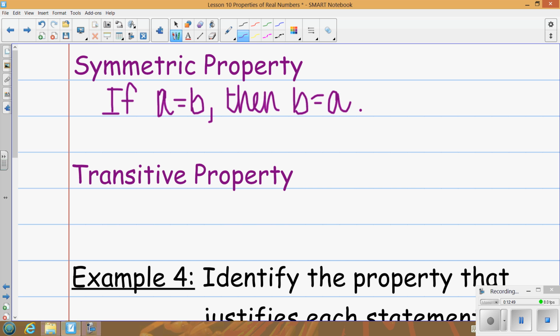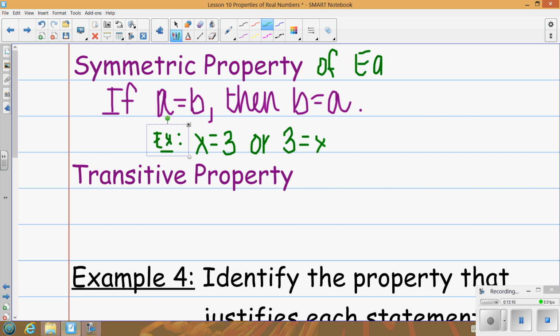It's just like we've seen examples where we say x equals 3, which is the same thing as saying 3 equals x. You've seen that. You've done it all the time. It's called the symmetric property. Symmetric property of equality is basically what it is because it's around an equal sign.